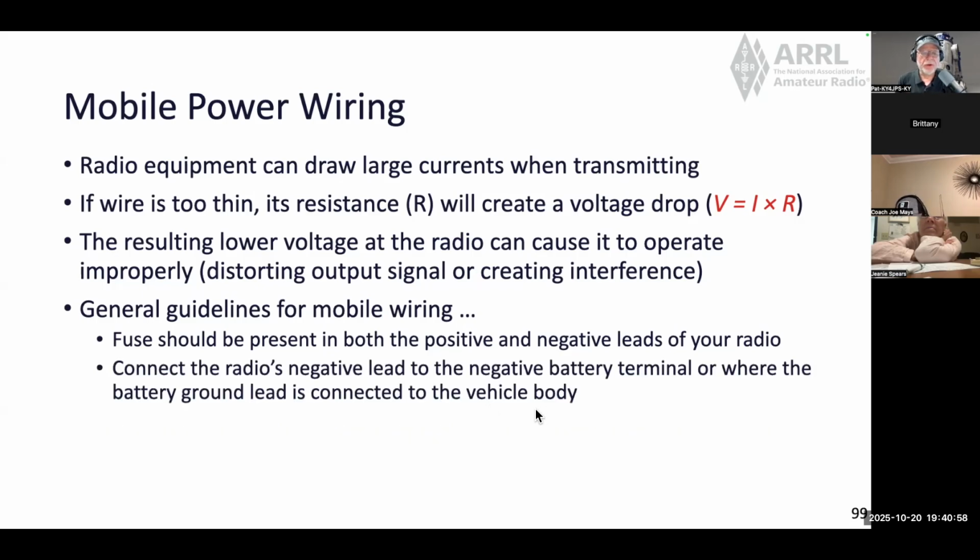You want to connect the radio's negative lead to the negative battery terminal, or where the battery ground lead is connected to the vehicle body. It is recommended by most radio manufacturers that you run the wires directly to the battery terminals. And if you can't connect it to the terminals, let's say the battery's hidden somewhere in the vehicle, you want to go to the battery ground lead on the vehicle body. You just can't attach it anywhere.